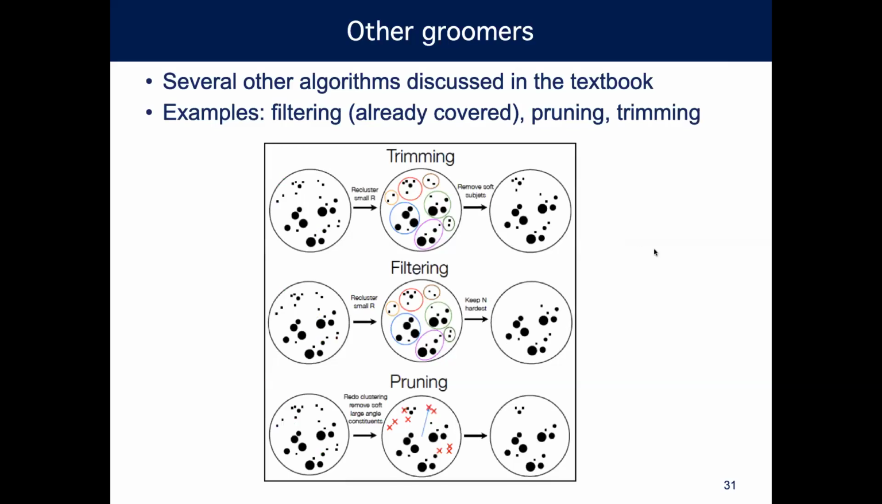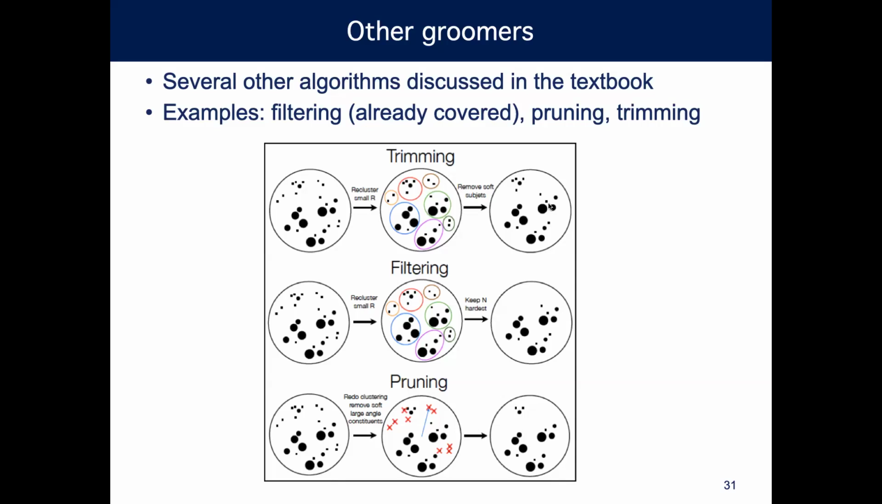There's a lot of algorithms that are discussed in the textbook that I linked to you. There's filtering, which I already covered. There's also pruning and trimming. I'm actually going to skip it in the interest of time, but there's a lot of history here and a lot of utility. Trimming, just to give you the broad picture, reclusters with small r and removes soft subjets.